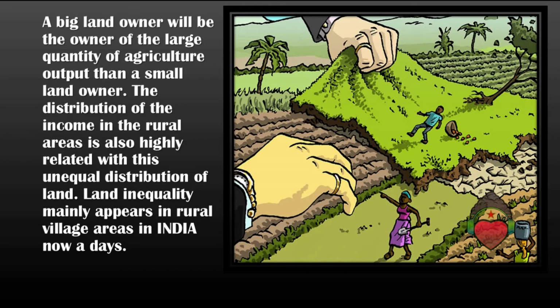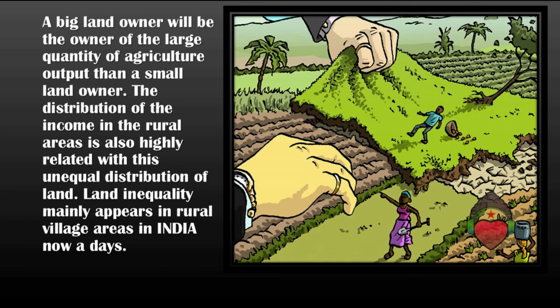The distribution of income in the rural areas is also highly related to this unequal distribution of land. Land inequality mainly appears in rural village areas in India nowadays. It is also seen in many third world countries like Bangladesh, Sri Lanka, Pakistan, etc. In order to remove the inequality in the distribution of land ownership, land ceiling laws have been passed.